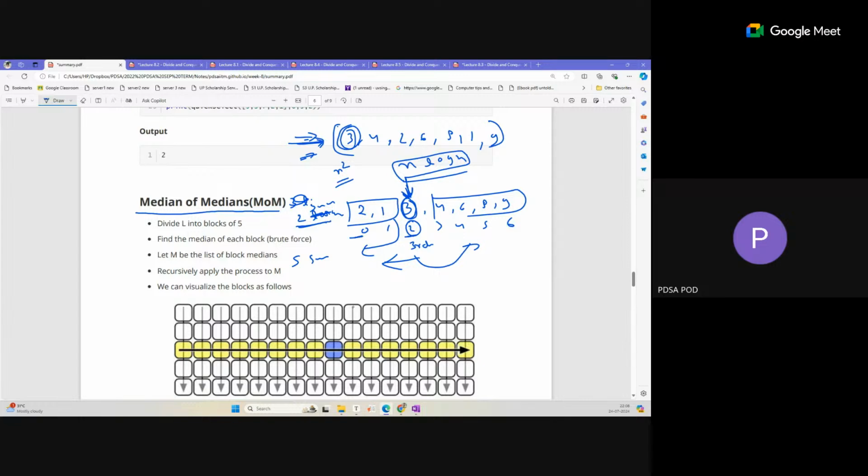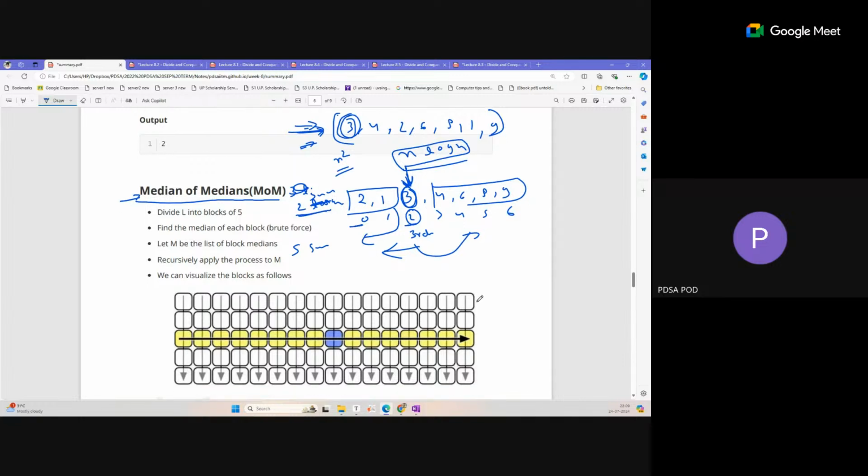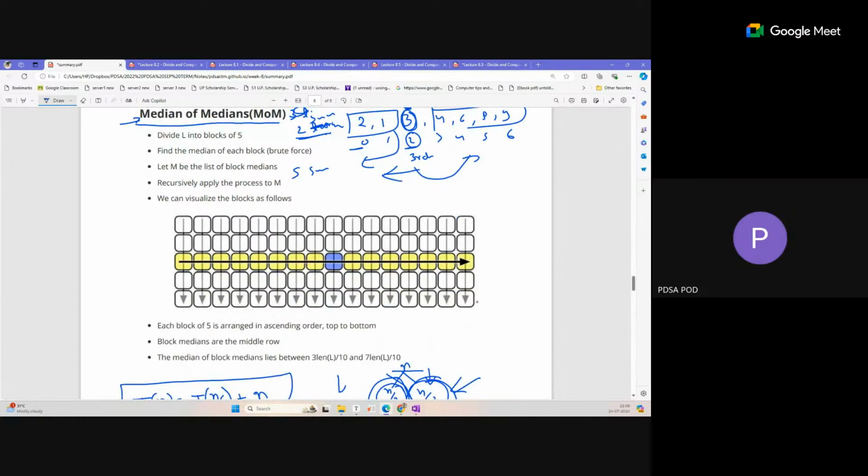The median of medians algorithm actually provides a good pivot element in linear time. Because of that, we can use this good pivot for our partition process and improve our worst case situation. So how does the median of medians algorithm work? Suppose we have a list of n elements. We will divide the whole list into blocks of 5 elements.